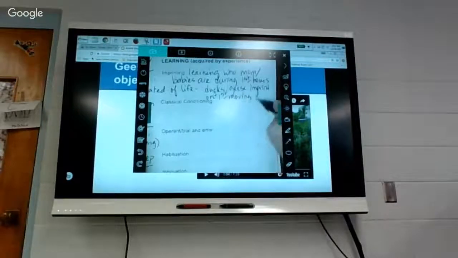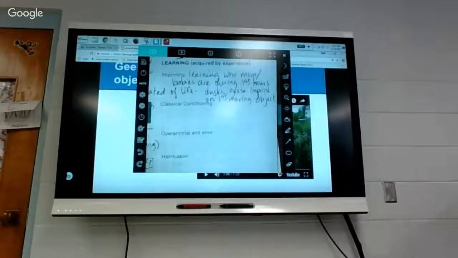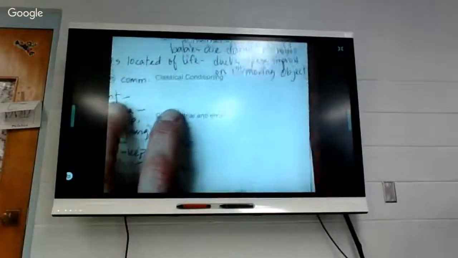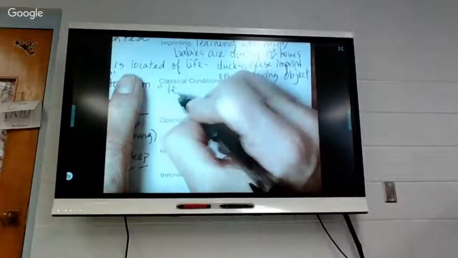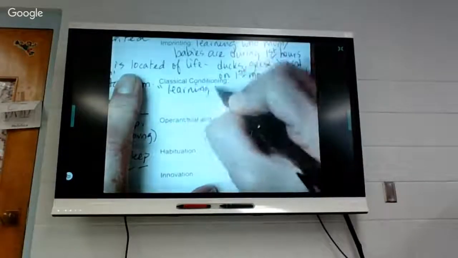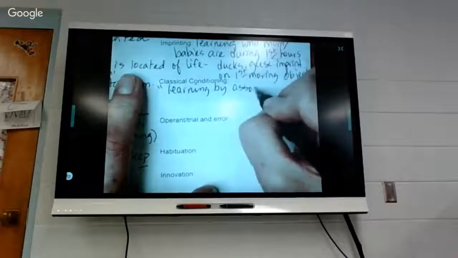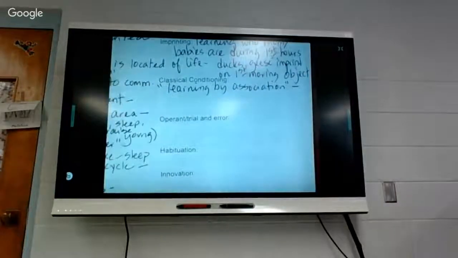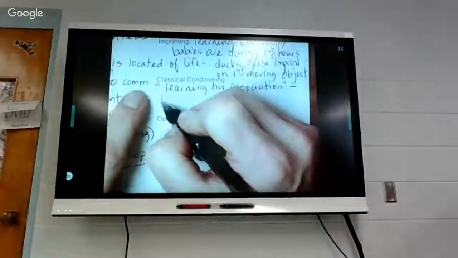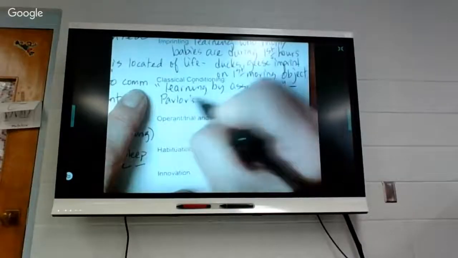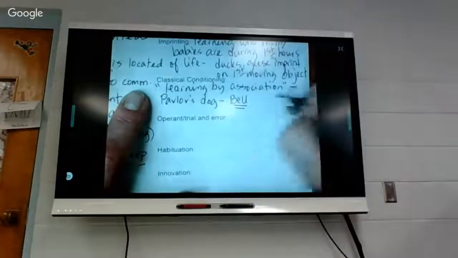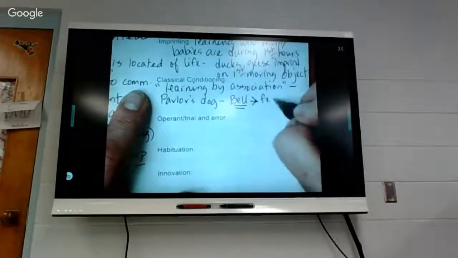Okay, the next one is conditioning. Okay, so classical conditioning. Conditioning is learning by association. So you learn to associate one thing with a behavior that you already know. Okay, so here's the example. Pavlov's dog. He trained the dog so that when it hears a bell, it's going to get fed.